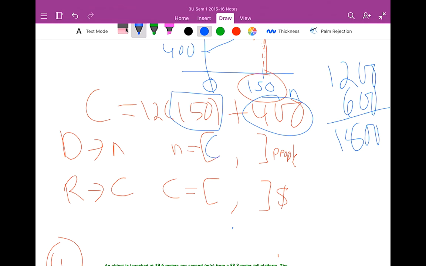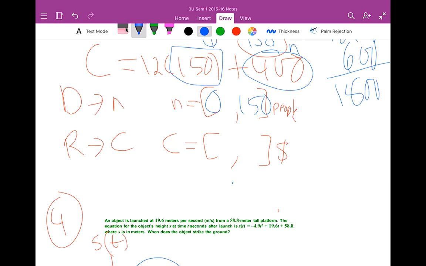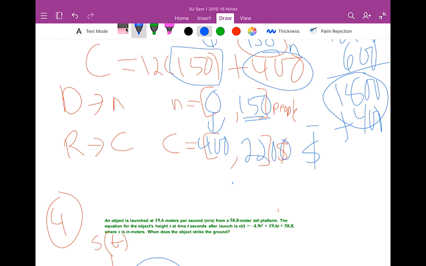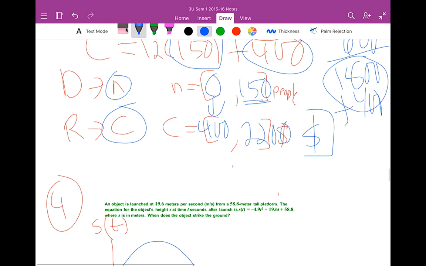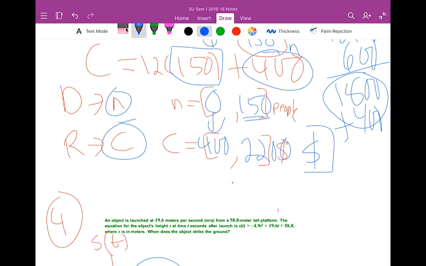Okay, so I can have from 0 people to 150 people. My cost, if 0 people go, I still pay $400 for the hall. If 150 people go, my total cost is $1,800 plus the $400 for the hall, which is $2,200. Okay, and that, folks, is your domain and range. Your domain is n, the number of meals or number of people that go. Your range is cost. And again, you might want to pause that, rewind it, go through it.